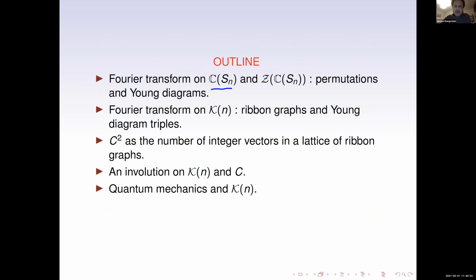we're going to look at the group algebra of Sn and the center of the group algebra, and think about Fourier transforms on that group algebra. Then we're going to apply the idea of Fourier transforms to K of n. This will allow us to do this construction of C square. Then we're going to think about C itself, and that'll involve looking at an involution. If I have time, I'll talk about a quantum mechanical interpretation of everything.